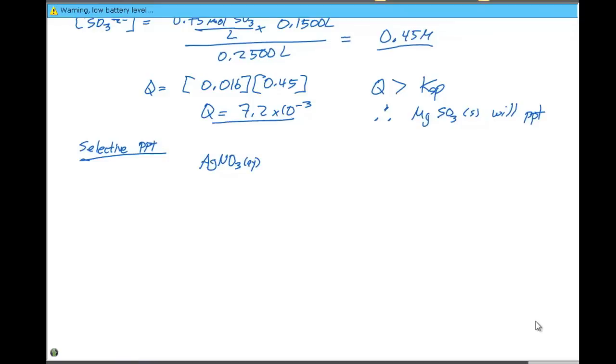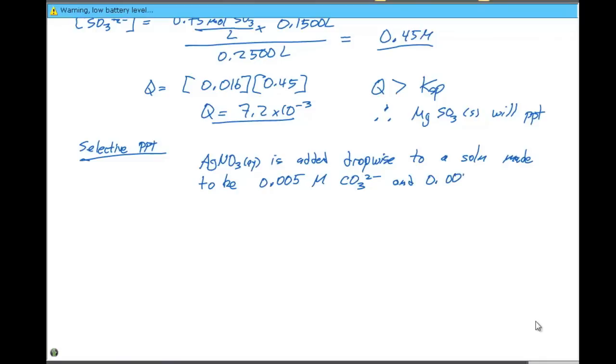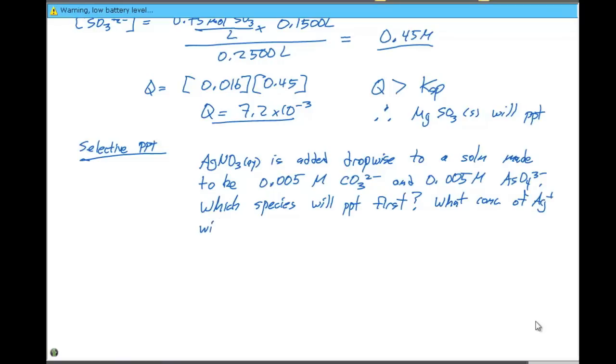We'll take a solution, added dropwise to a solution made to be 0.005 molar in carbonate ion, which is CO3 2-, and 0.005 molar arsenate, which is AsO4 3-. Which species will precipitate first? And the second part of this question will say, what concentration of silver plus will give the best separation?